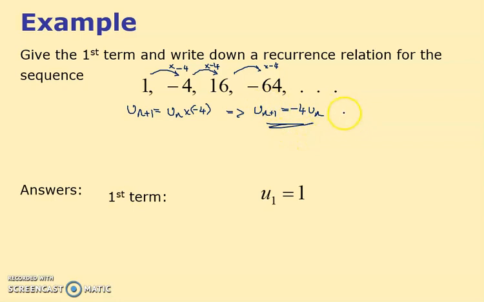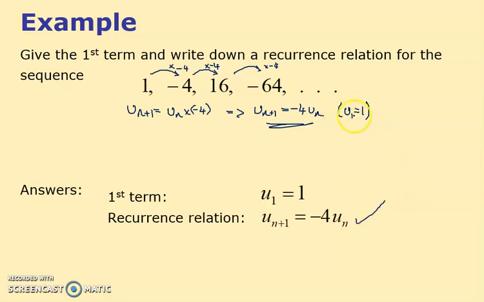What have we got? Oh, I should have given as well u1 equals 1. Yeah, that's what I got. You always need, on a recurrence relation, to say what the starting point is. Otherwise, you'd never know how to do it. So unless I've got a point, I can't find the next point. So that's why it's important to give the first term.